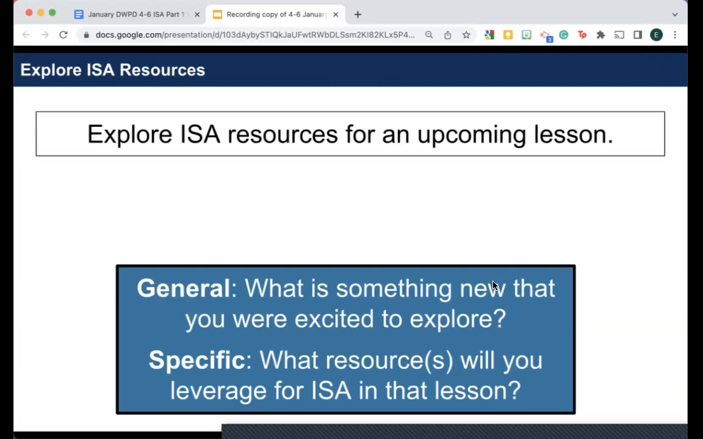So at this point, I would encourage you to push pause and explore all of the ISA resources for an upcoming lesson. Maybe you usually gravitate toward a certain resource. Take 5 minutes to click through and look at a resource you haven't used before, just to expand your ideas and your bank. Think about what is something new that you were excited to explore, and what one specific resource might you use and leverage for ISA for that upcoming lesson. Pause for 5 minutes.